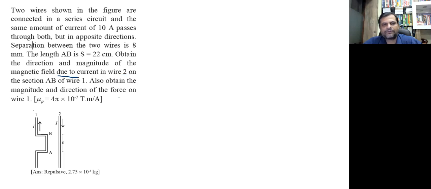Okay, मतलब हमको वायर 2 के द्वारा जो प्रोड्यूस किया हुआ मैग्नेटिक फील्ड निकालना है on the section AB on the wire of wire 1. Okay, मतलब हमको डायरेक्शन और मैग्नीट्यूड ऑफ द मैग्नेटिक फील्ड ड्यू टू द करंट इन वायर 2 ऑन द सेक्शन AB ऑफ वायर 1, मतलब इस वायर 1 के AB सेक्शन पे कितना मैग्नेटिक फील्ड बनेगा तो वो हमको ढूंढ के निकालना है, राइट? और ऑल्सो ऑब्टेन द मैग्नीट्यूड एंड डायरेक्शन ऑफ द फोर्स ऑन वायर 1. ओके, तो 1 वायर के ऊपर कितना फोर्स एक्ट होगा वो भी हमको ढूंढ के निकालना है.